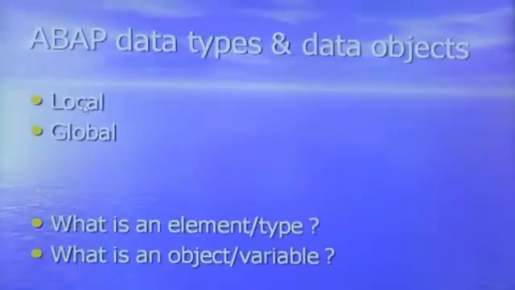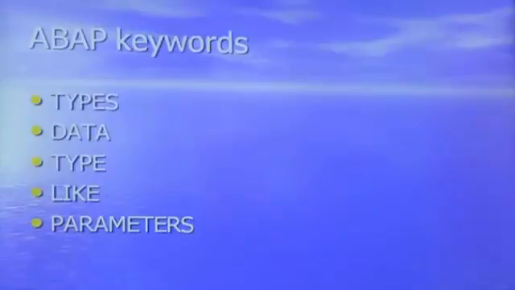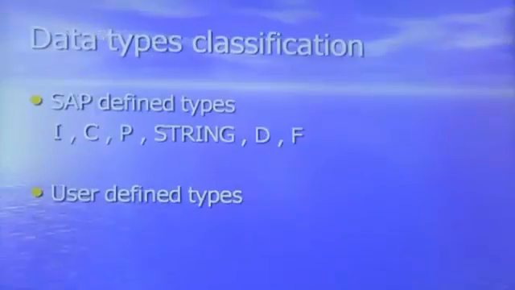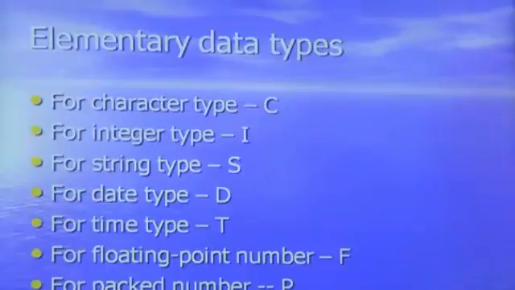So now we have discussed data types as well as keywords. Now in the data types, SAP predefinedly has some data types, like I meaning integer, C in the sense of character, P in the sense of pointer, string, D, F. Let's have a look at these things.